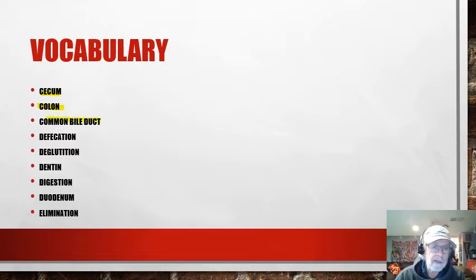The common bile duct. Now, let me see if I can draw this on the side, and it might help you a little bit. What happens is, let's draw a liver up here. Let me see if I can draw a liver. I'm not going to be very good.